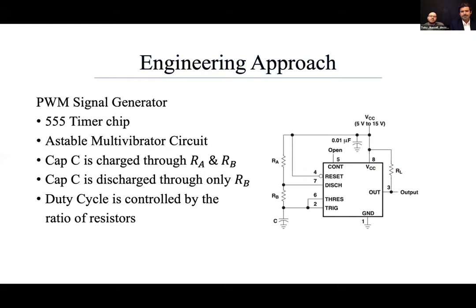To make these pulse width modulated signals, we used an astable multivibrator circuit that implements a 555 timer chip. The capacitor is charged through RA and RB. However, it is only discharged through RB. This way, the ratio of the resistors can control the duty cycle for the circuit.